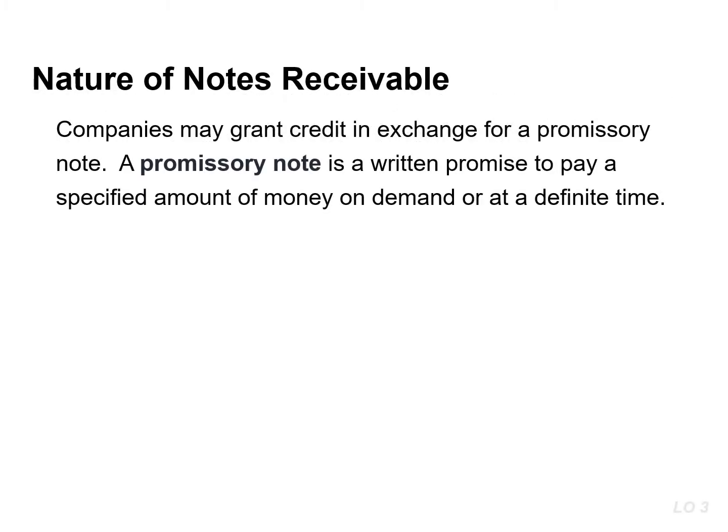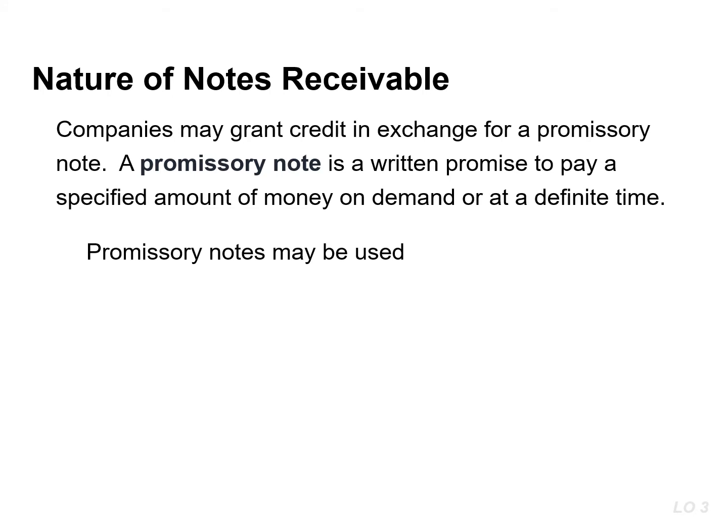Companies may grant credit in exchange for a formal credit instrument known as a promissory note. This gives the holder a stronger legal claim to assets than do accounts receivable. A promissory note is a written promise to pay a specified amount of money on demand or at a definite time.